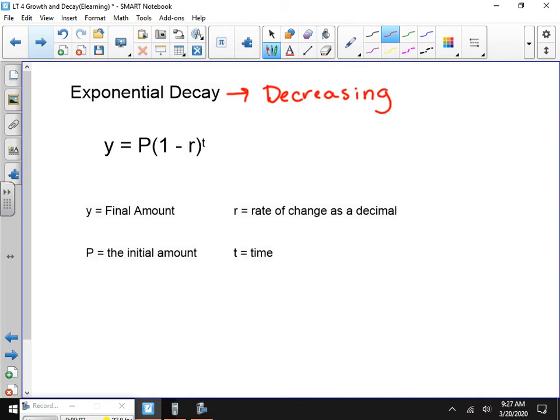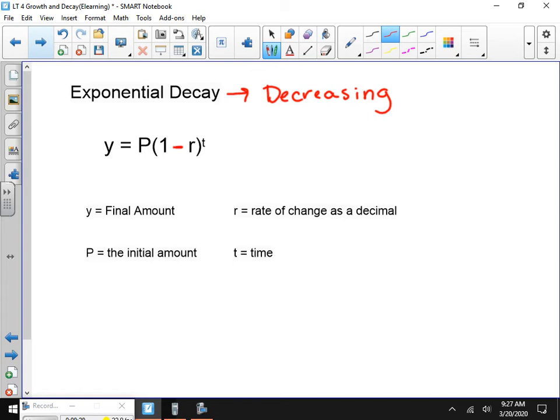Okay. Now, exponential decay, the formula is exactly the same. The only difference is that there is a minus here. Because I'm decreasing, I'm getting less of an amount. I'm taking away from the initial amount. So I have to subtract instead of add. That is the difference between growth and decay. Growth, I'm going to have a plus sign between the 1 and the R. And in decay, I'm going to have a subtraction sign between the 1 and the R.